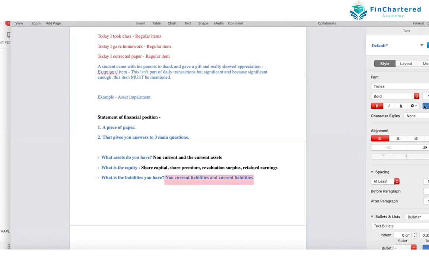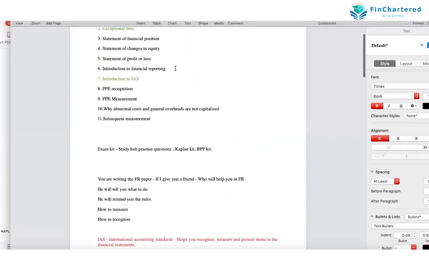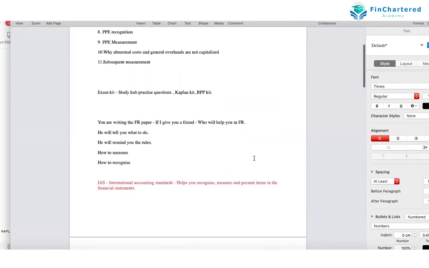So these three things, if you're answering them, you will answer them in the statement of financial position. And that is it. That is the statement of financial position, which is part of the first chapter. So basically today, we're completing the first chapter and moving to the second chapter of the textbook. Statement of financial position. But remember, a few things I would need to tell you.